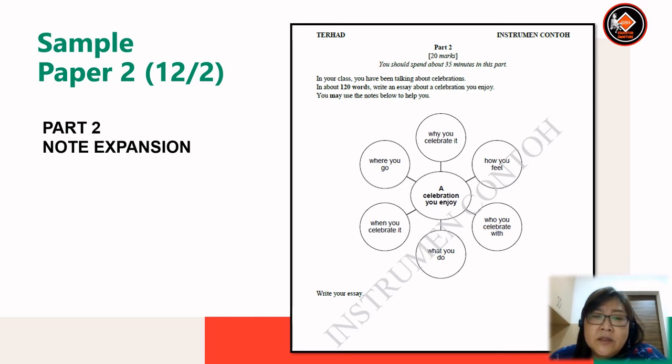In your class, you have been talking about celebration. In about 120 words, write an essay about a celebration you enjoy. You may use the notes below to help you. So you have the mind map here, and then write your essay. So there are WH questions like why you celebrate it, how you feel, who you celebrate with, what you do, when you celebrate it, where you go.